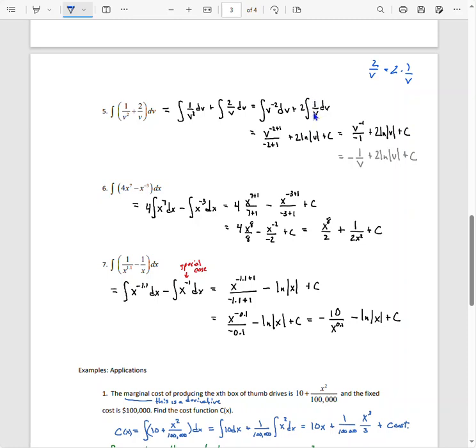The antiderivative of 1 over v, special rule, that's the natural log of the absolute value of v, plus c. Negative 2 plus 1 is a negative 1, plus v to the negative 1 over negative 1 plus 2, absolute value of v plus c. And then I just tightened it back up. Instead of v to the negative 1 over negative 1, I made that a negative 1 over v.